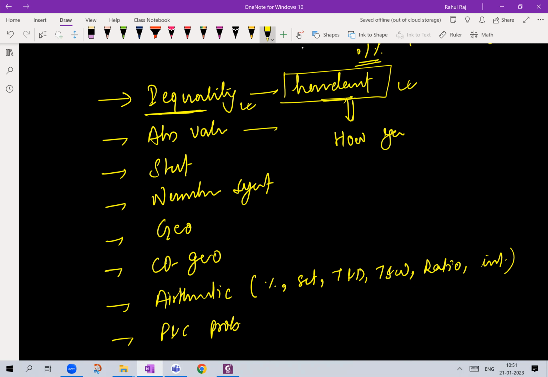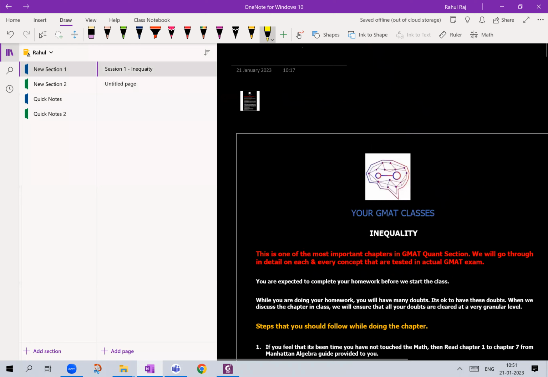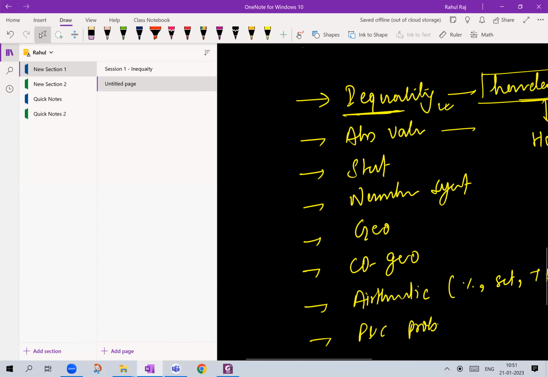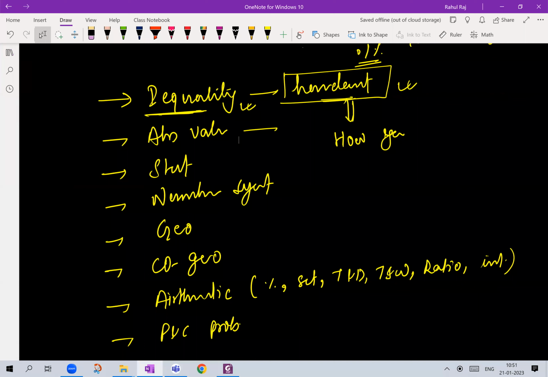I promise you. So let's say this is an inequality handout that we will be discussing a bit today. If this is a handout that is super clear to you, I promise you any questions of inequality from anywhere in the world, you will be in position to solve it. So what should be our strategy to go ahead with the quant chapter?